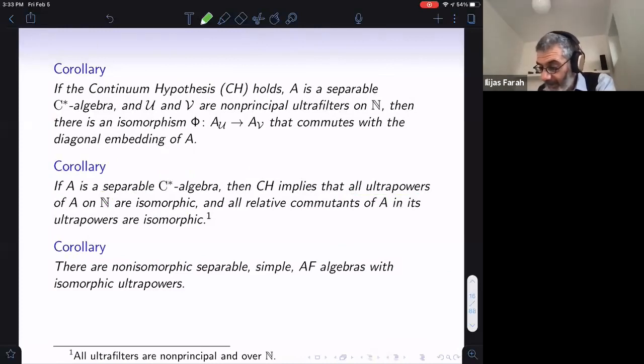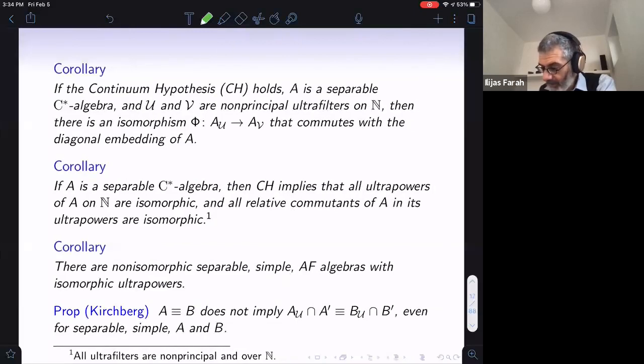And another curious corollary is that there are non-isomorphic separable simple AF algebras with isomorphic ultrapowers. And as I said, I don't know what those are. If you drop simple, then there are many of them that are abelian with isomorphic ultrapowers. Just one more thing, which is quite curious.